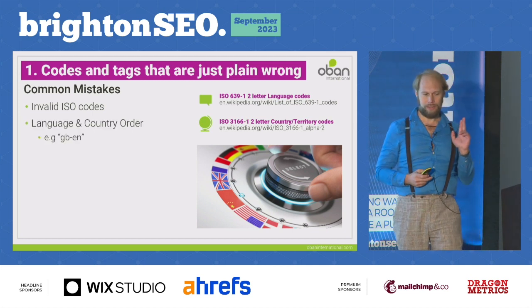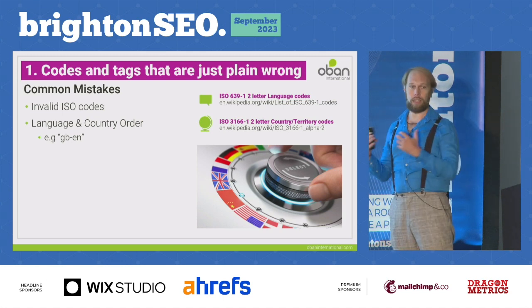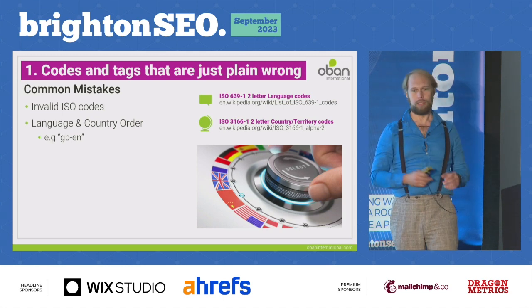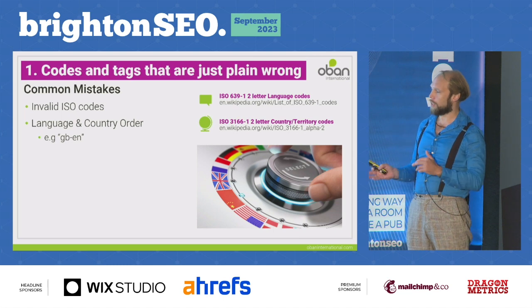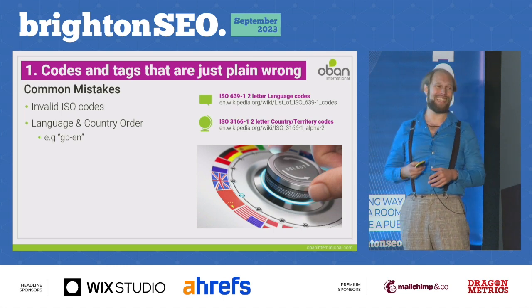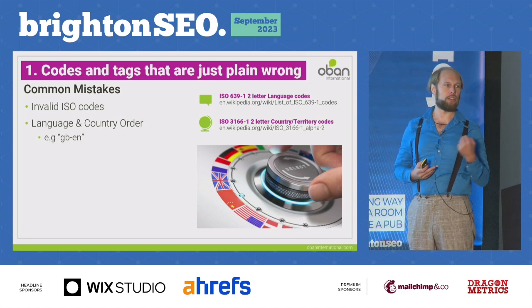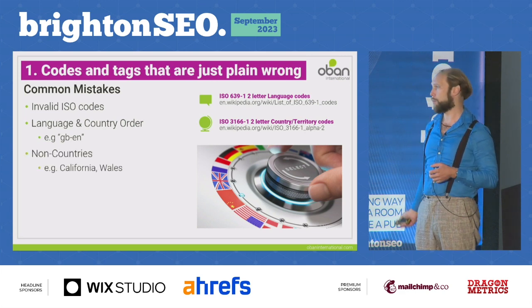And you have to have language first and then country. You can have just language, but you have to have language and country if you have both. So GB-EN would not be right. It needs to be EN-GB if you're targeting English speakers in the UK, for example.